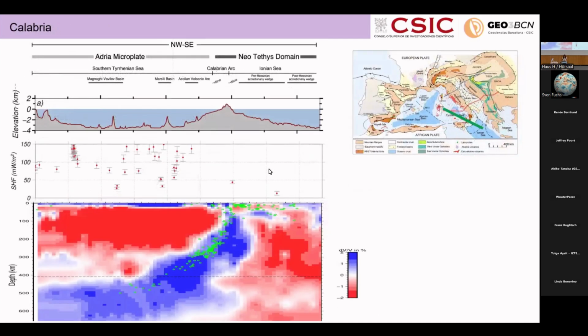In the Calabrian, the difference is that there is this continuous slab, and this is a working process. I will not show it now, but also there is high surface heat flow, a bit scattered but high in general as an average, and lower in the Ionian part.